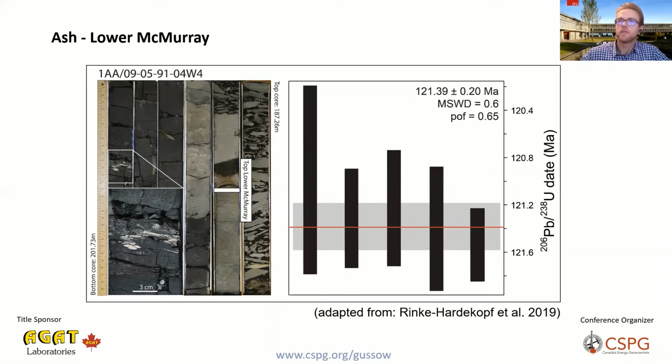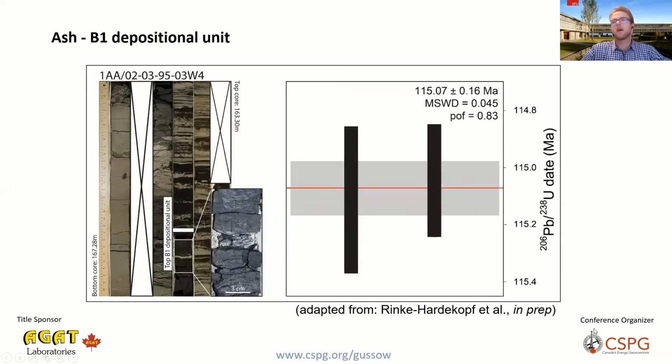Let's jump over to the ash at the top of the B1 depositional unit. We can see the ash here situated in the coal seam, and here is the top of the B1 depositional unit, which is then overlain by some of these pro-deltaic looking heterolithics of the A2 interval. Similar to the ash in the lower McMurray, we're also able to extract 7 zircons. Unfortunately, only 2 of these seem to have been volcanic in origin, but they also give us a really, luckily, nice tight age cluster, which has a mean age of 115.07 million years.